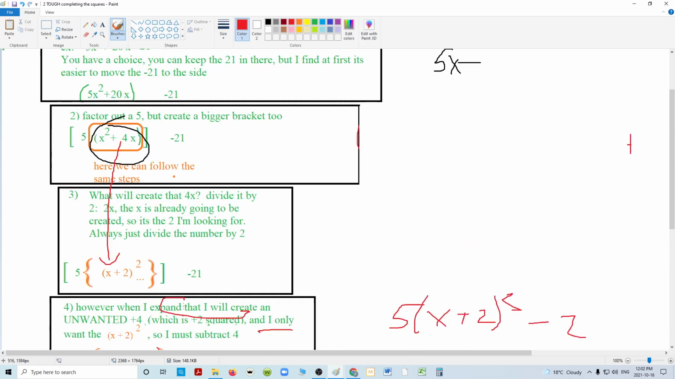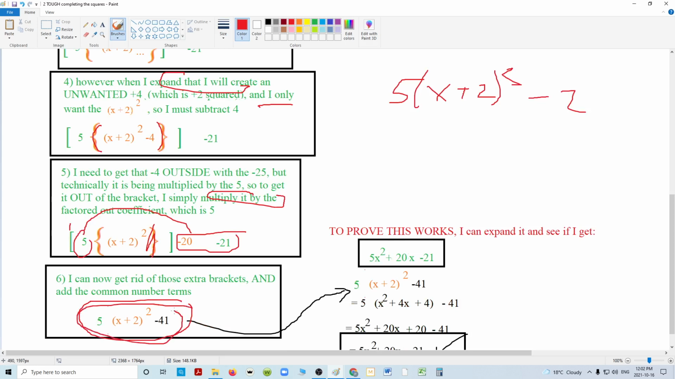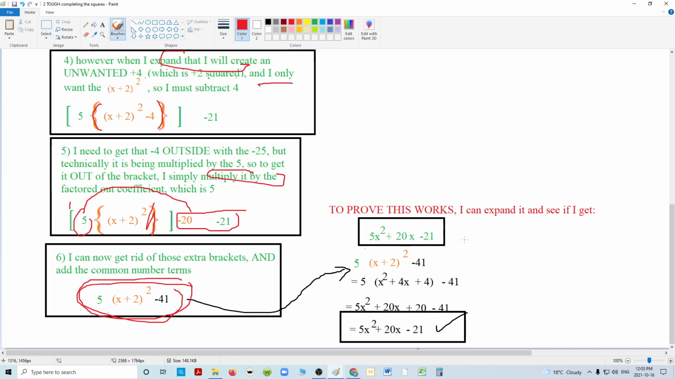This, if I expand it, should achieve what I started with. That's the goal. But notice, I now have it in vertex format. To prove this works, I then expand it to see if I get that. So sure enough, it's 5 times all of this, minus 41. 5 times all of this gets 5x squared plus 20x plus 20, so I get that. Then when I subtract the 41, I get minus 21. I get this, which is exactly what I wanted. So I've successfully converted this standard format into a vertex format, and I can immediately see the vertex of this thing is minus 2 comma minus 41, which is the point I'm trying to figure out, the vertex.